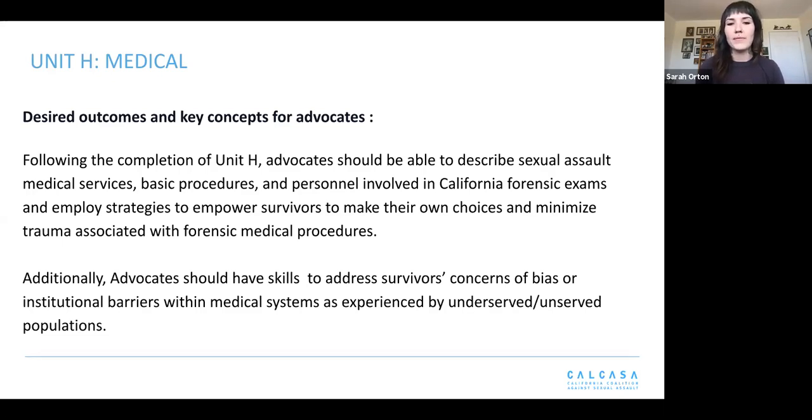Lastly, we want advocates to have the skills to address survivors' concerns of bias and institutional barriers within medical systems, as experienced by underserved or unserved populations. So Leah will talk about this a little bit when we talk about considerations for special populations, but we know that virtually every population with marginalized identities has experienced some historical trauma at the hands of the healthcare system, and a lot of these things still live very, very real for folks. It's the advocate's role to have enough of an understanding about these historical traumas to be able to really support the survivor through that and support their decision in whether or not they want to engage with the healthcare system.